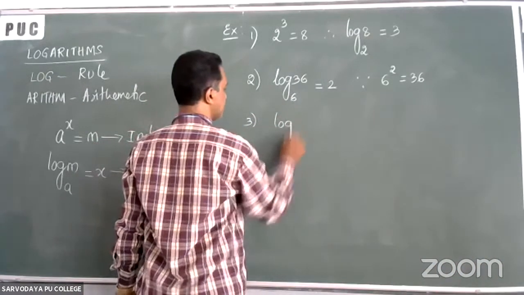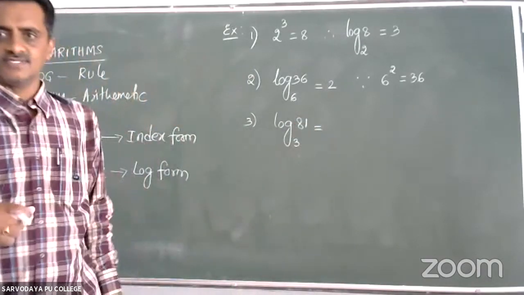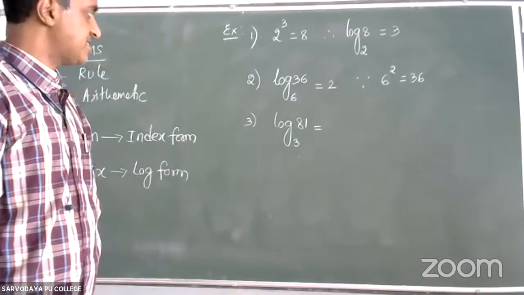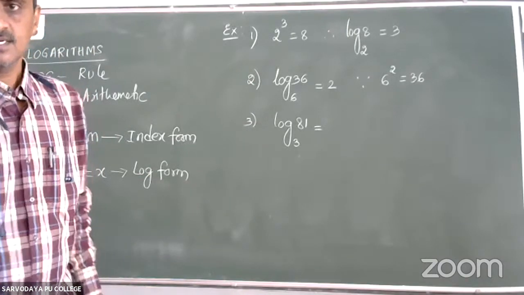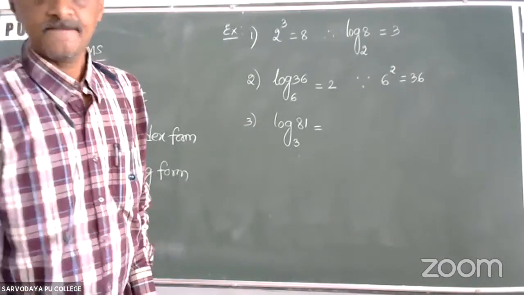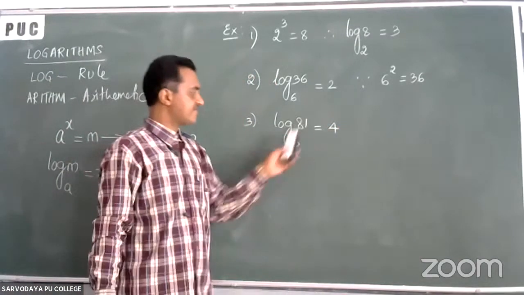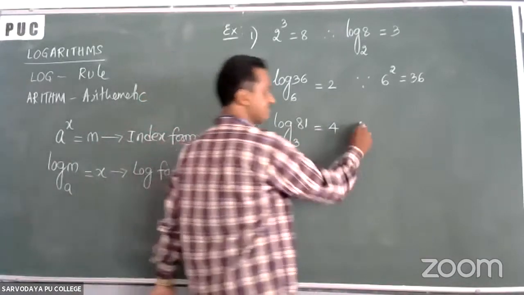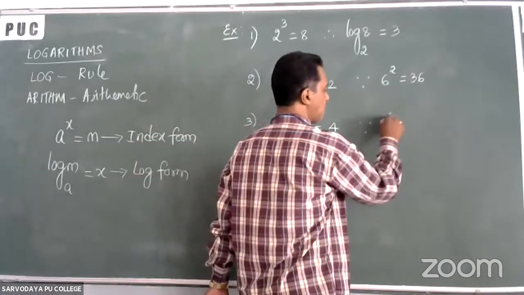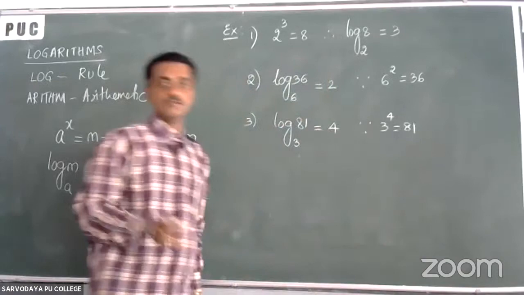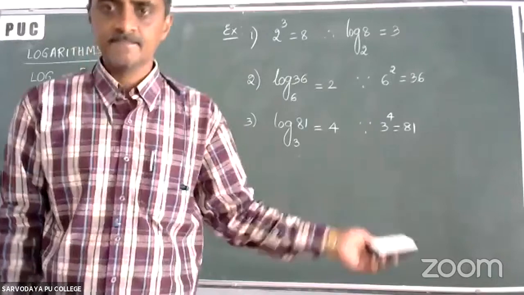Another example. Logarithm of 81 to base 3. Can anyone say the answer? What is logarithm of 81 to base 3? Right, he knows. Right answer, 4. Why is it so? If somebody asks you why logarithm of 81 to base 3 is equal to 4, this is the reason: in index form, 3 to the power of 4 is equal to 81. Because of that reason, logarithm of 81 to base 3 is equal to 4. Right?